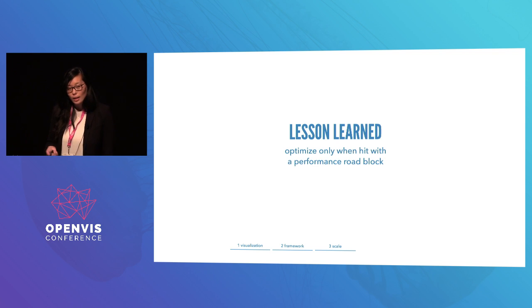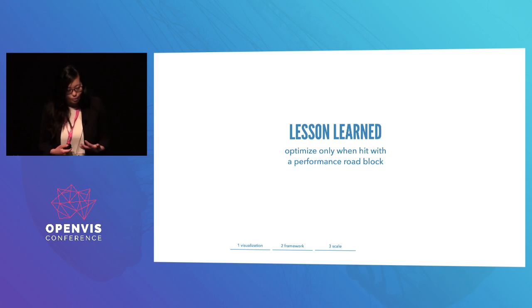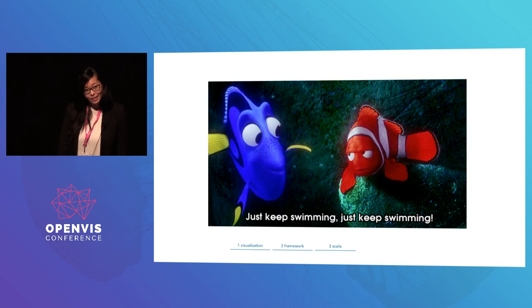What we should do instead is to figure out what is slowing us down, only when it's slowing us down, and do the optimizations based on what we've learned, the results we've gathered from the profile tools that we've run. And we're still working on scaling. It's an ongoing process. We've been learning a lot. And we just keep swimming.